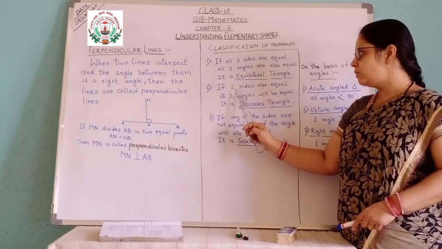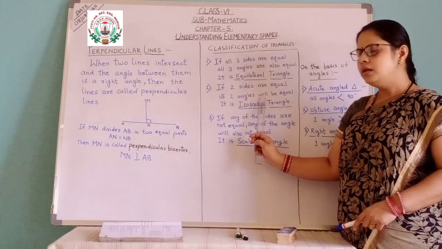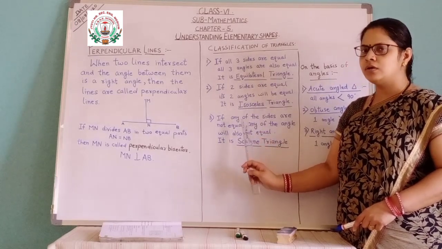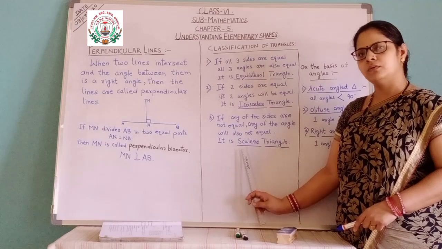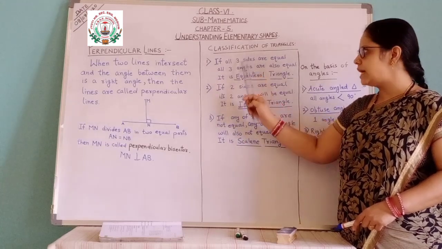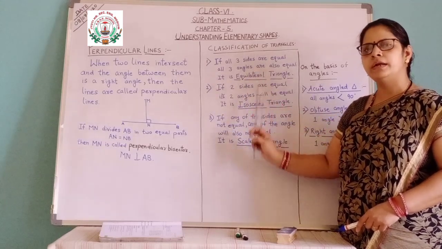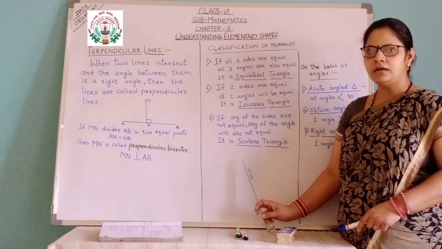If two sides are equal, two angles will also be equal. If none of the sides are equal, none of the angles will be equal. So on the basis of sides, this is the classification: equilateral, isosceles and scalene triangle.